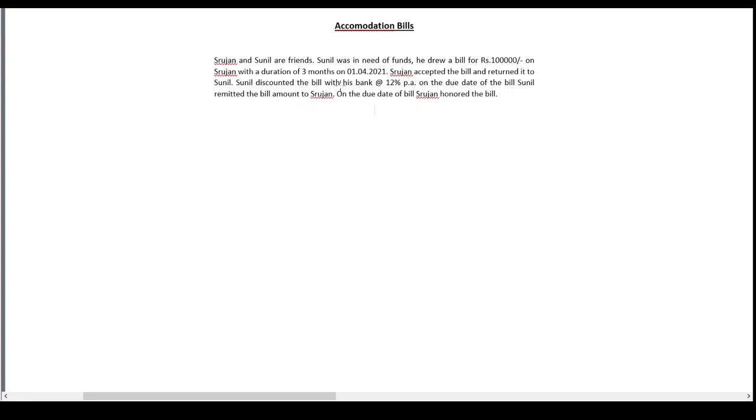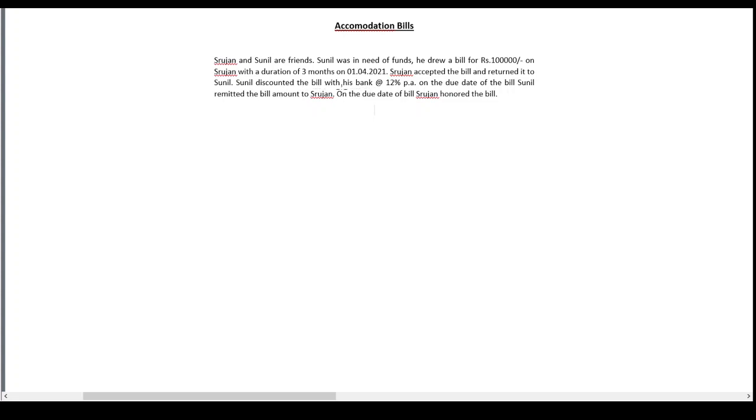Sunil discounted the bill with his bank at the rate of 12% per annum. Now, this valuable bill, the legal document which Sunil had, it's a legal document because Srujan has accepted the bill. Sunil had a valuable legal document. He takes this bill to a bank and the bank sees whether this bill is a genuine bill or not. And he finds that yes, Srujan has accepted the bill, and because these two people are businessmen, we can say they are doing businesses, the banks may know that these people have sufficient financial capability to honor their commitments on this bill of exchange. So Sunil discounted the bill with his bank.